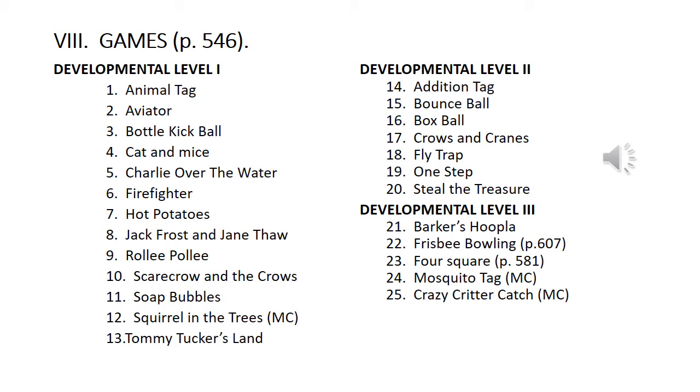Developmental level 2 activities deal with grades 3 and 4. Developmental level 2 deals with grades 3 and 4. So for developmental level 2, you see chase and tag games are more complex and they demand more maneuvers. So number 14 will teach addition tag. Again, you have a formation picture there that needs to be included in your typed activities. Bounce ball on page 562.